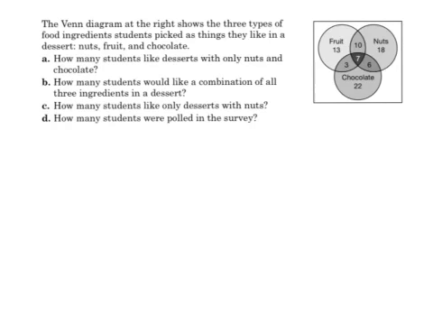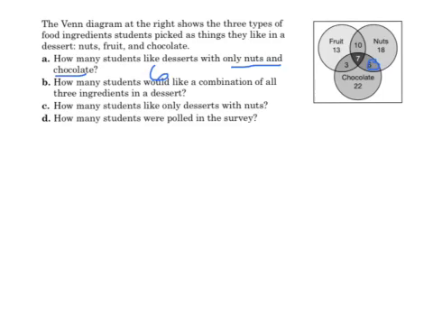This is an example of a 3-circle Venn diagram, and they're showing the 3 different food ingredients students picked as all the things they liked in desserts: nuts, fruits, and chocolates. So here we go. How many students like desserts with only nuts and chocolate? So we're going to look for only nuts and chocolate. That would be this overlapping section right here, because it's only those 2, so we would say 6 students.